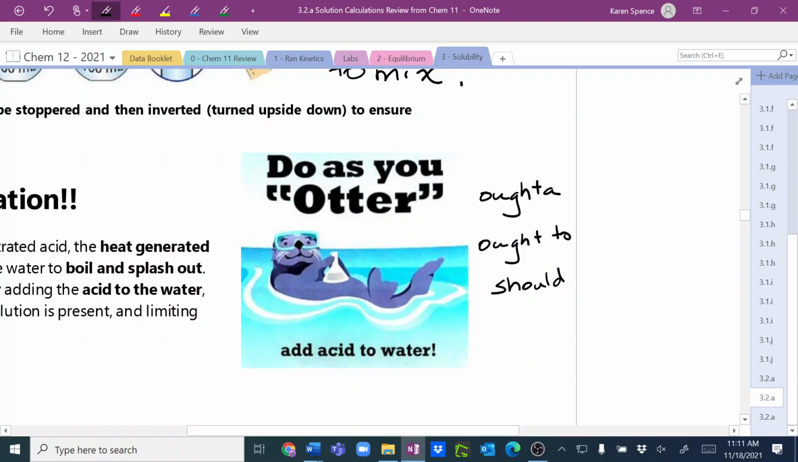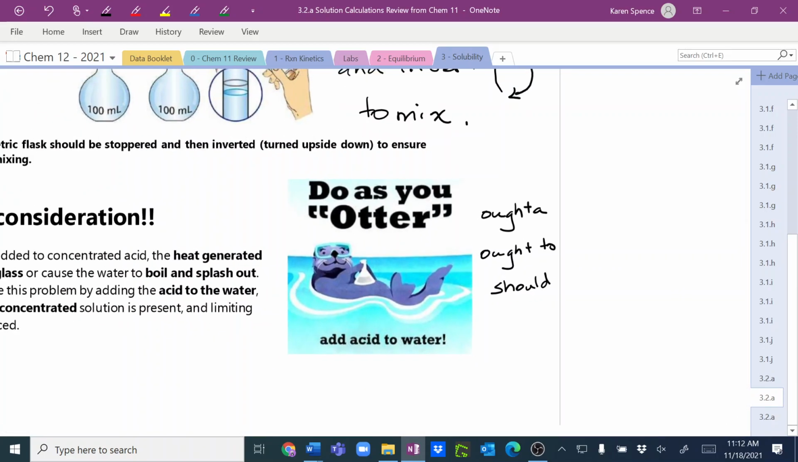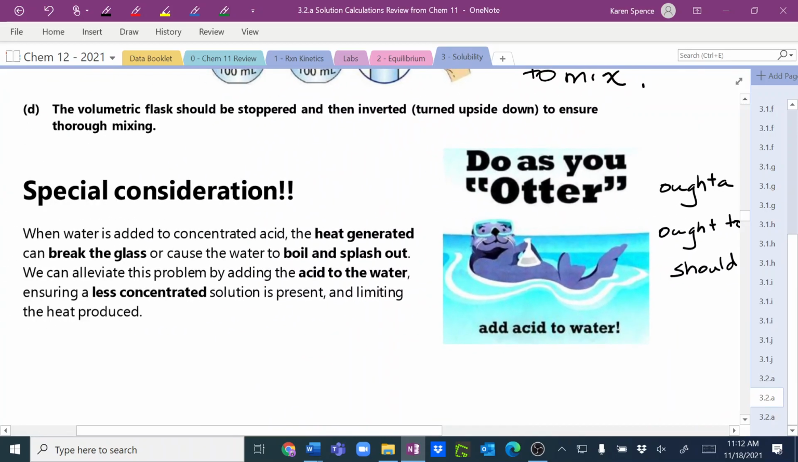And we can't have a cute little otter floating around with his little flask and his goggles, right? And if you say it with a New York accent, it actually sounds like that. Do as you oughta, add acid to water. Good thing I'm not from New York, eh? Okay. If there's anyone who has relatives in New York and you're like, that's a terrible New York accent, I apologize deeply from the bottom of my heart.